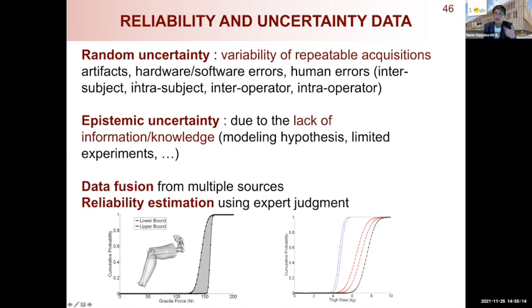First of all, just some notion of uncertainty. You have what we call random uncertainty. Random is, I would say, somehow easy to quantify because you have to test the variability, repeatable acquisition, artifacts, hardware, software, human errors. All this is random, but you can control somehow. This one, you cannot control. What we call epistemic uncertainty is just because there is a lack of information and knowledge. And so you are obliged to take this into account because you want to do a model, you want to do something, but you have a lack of information.